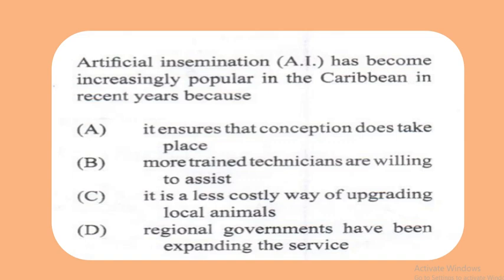Artificial insemination, AI, has become increasingly popular in the Caribbean in recent years because it ensures that conception does take place, more trained technicians are willing to assist, it is a less costly way of upgrading local animals, or is it that regional governments have been expanding this service? And the answer is C.